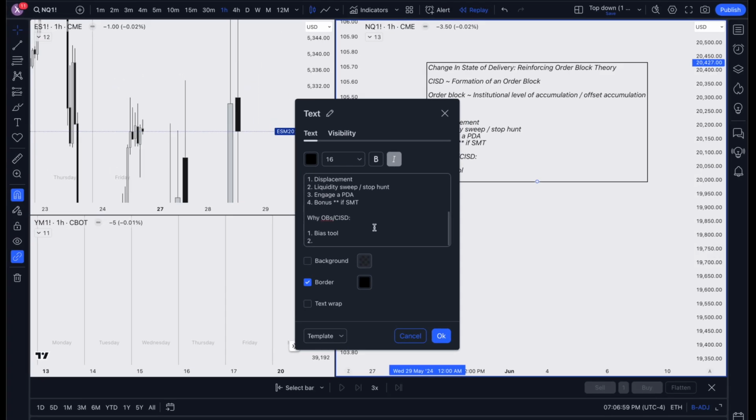Okay, cool. So why order blocks and change of state of delivery? One, it's a bias tool. Two, it's an entry confirmation. And three, it's a refinement area.